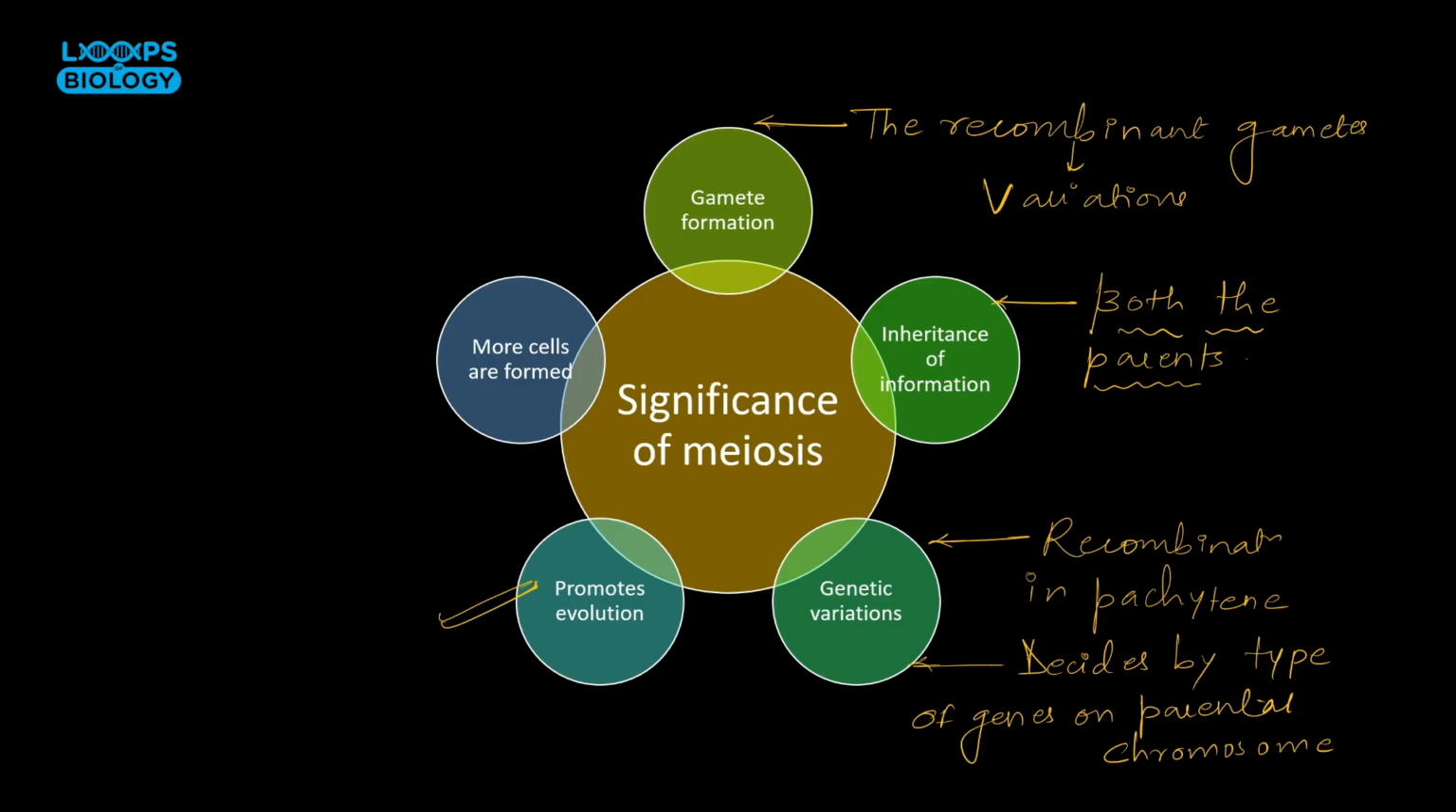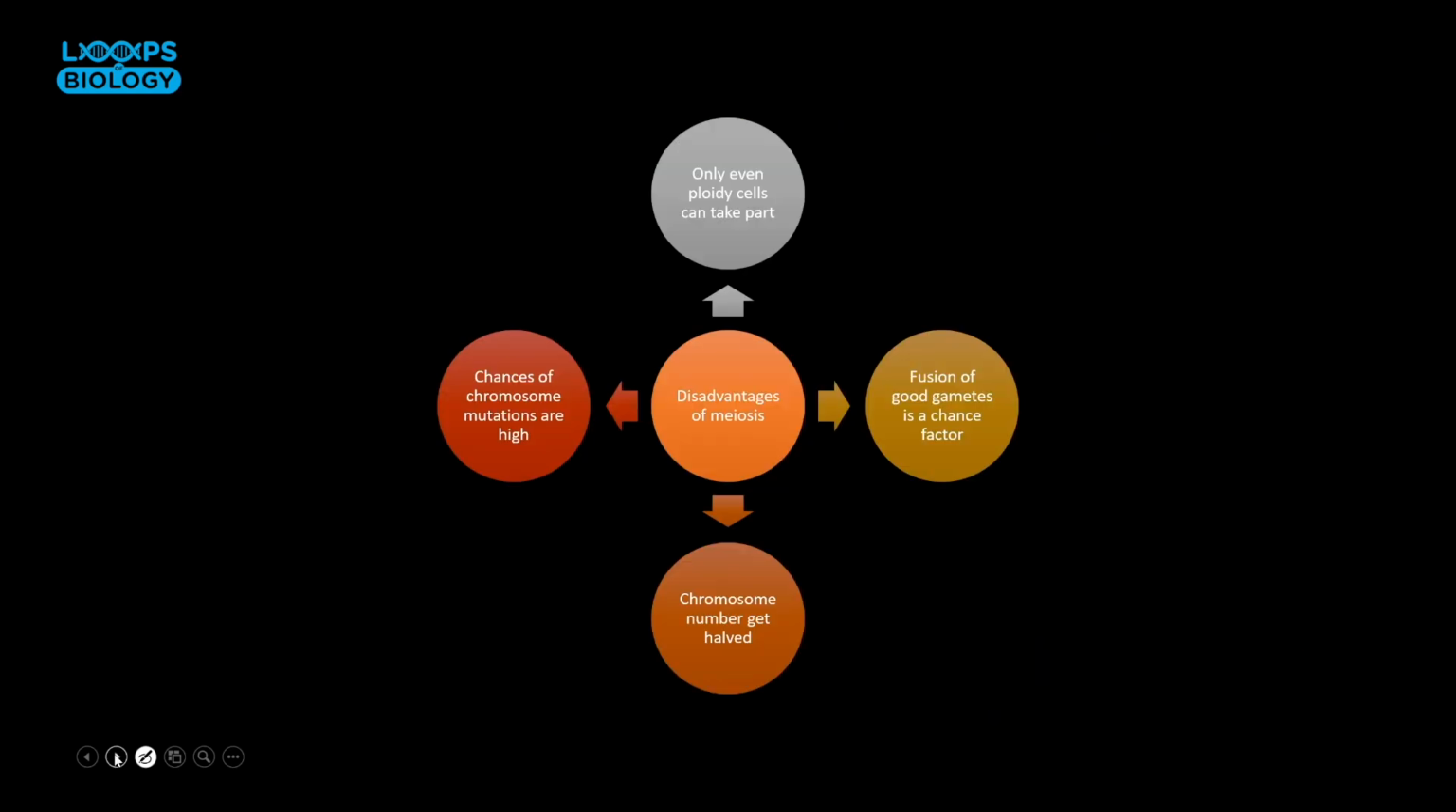And a greater number of cells are formed, as one cell is going to give me 4 different cells. All right. So these were the pros; we should also talk about the cons. So what are the cons of meiosis? That is nothing but that only even-ploidy cells can enter this particular process. There is a ploidy restriction in case of meiosis.